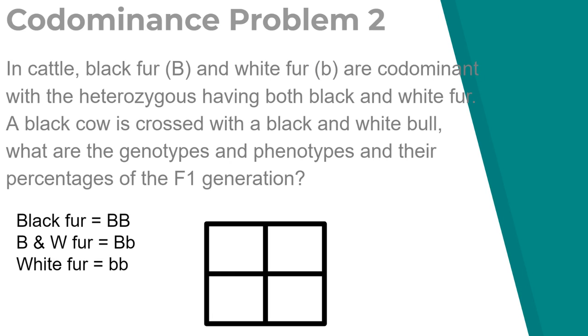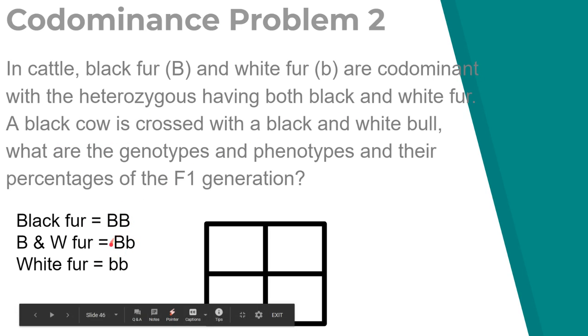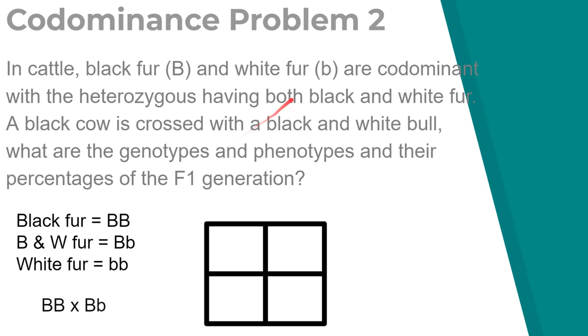For step 2, we're going to show the cross. So we are crossing a black cow with a black and white bull. So a black cow is going to be big B, big B. A black and white bull is going to be big B, little b. So there's my step 2.